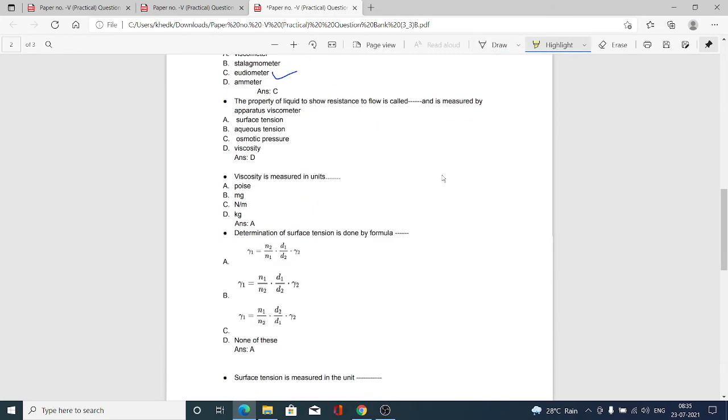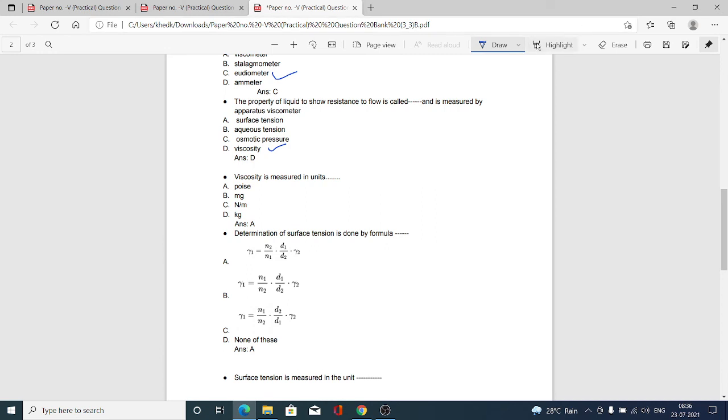Next MCQ: the property of a liquid to show resistance to flow is called dash dash, and measured by dash dash apparatus. Option A, surface tension. Option B, aqueous tension. Option C, osmotic pressure. Option D, viscosity. The answer is option D. The property of a liquid to show resistance to flow is concerned with viscosity, and hence option D is the correct one.